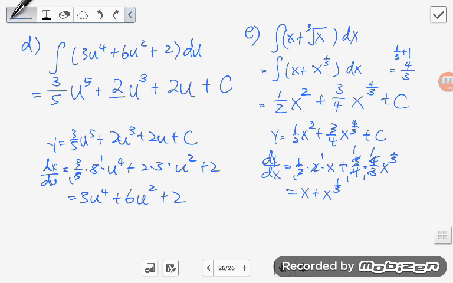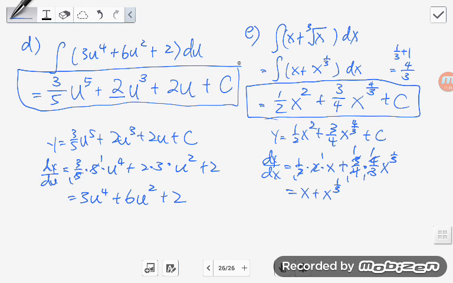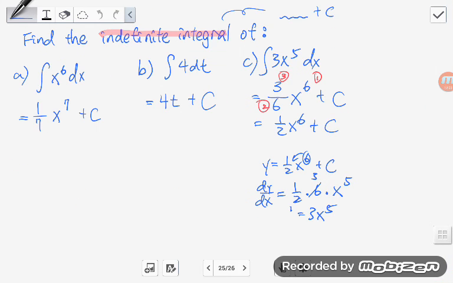So my final answer for both is this. Make sure you have the plus c at the back. And for part D, that is my final answer. Don't be scared by the name, the indefinite integral. It is just the plus c.